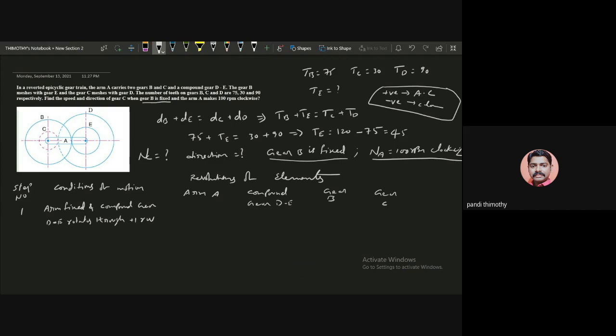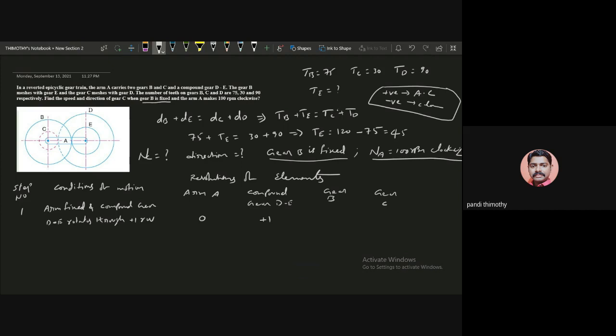Right. It means here I have written arm fixed means arm 0. Next, compound gear DE rotates through +1 revolution, +1 anti-clockwise. When DE rotates through +1 revolution, immediately gear B, which is in mesh with gear E, also rotates. What is the revolution of gear B? That we can find out like this.